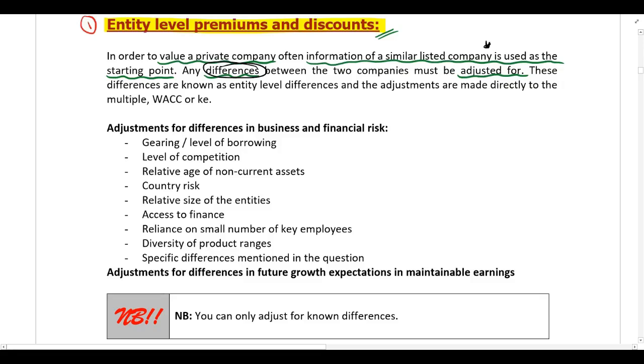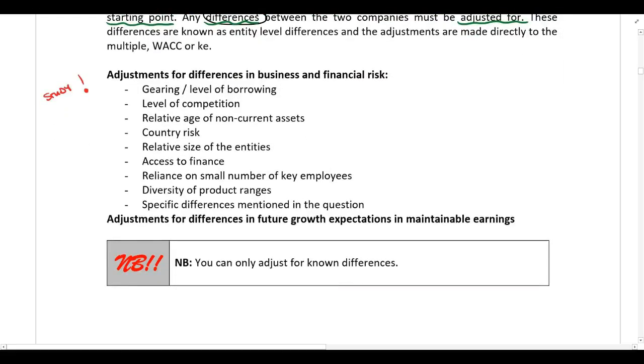Now please note you need to study this list. And as you go through the list, you're going to consider whether there's a difference between the company that we are valuing and the similar listed company. If there's a difference, you'll adjust for it. If there's no difference, you ignore. And please note, linked to that, you can only adjust for known differences. So don't just adjust for things that you assume are differences. You only adjust for something if you know for a fact that there's a difference between the company you are valuing and the similar listed company.